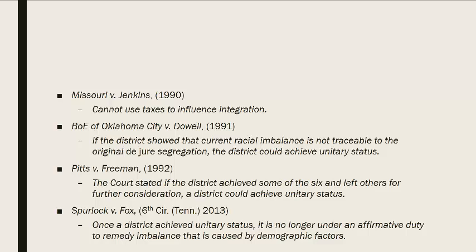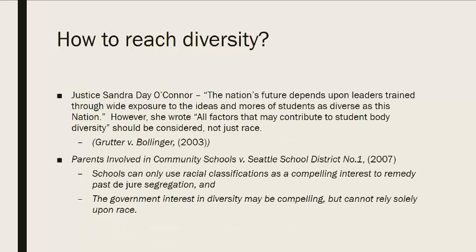There's the Kansas City case, 1990. The others we just talked about. The Kansas City case using taxes to influence integration. So how do we reach diversity then? So here are a couple of important things here.